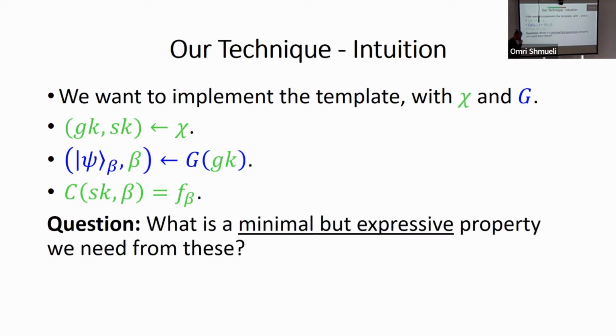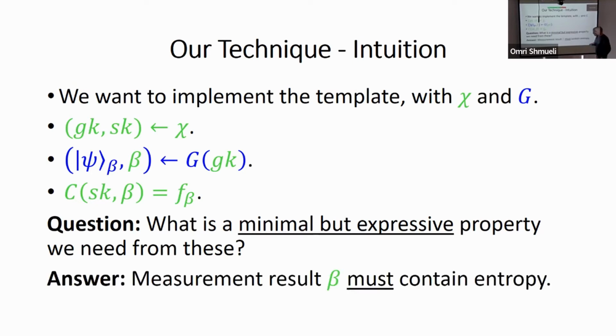So here is a guiding question. What is the minimal yet expressive property we want from this algorithm? By minimal, I mean formally, logically necessary, a necessary condition. But expressive: this condition we aspire to be highly non-trivial, so it really captures something. It's not just a trivial necessary condition.